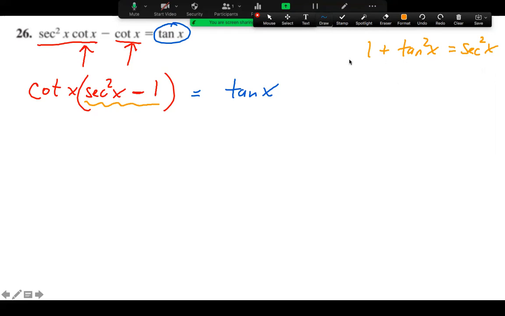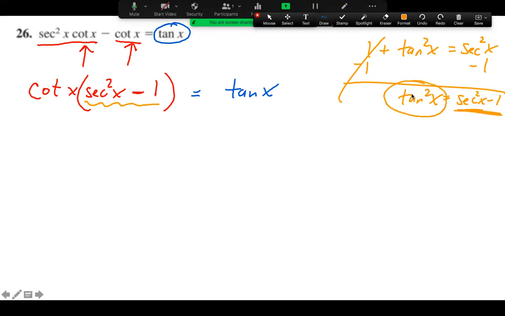Now, it doesn't look exactly like what I have here in red, so I have to subtract 1 from both sides, like we've talked about in class. So now, tangent squared x does in fact equal secant squared x minus 1. So now, anytime I see secant squared x minus 1, I can just fair trade or replace it with tangent squared x, which we will do here.